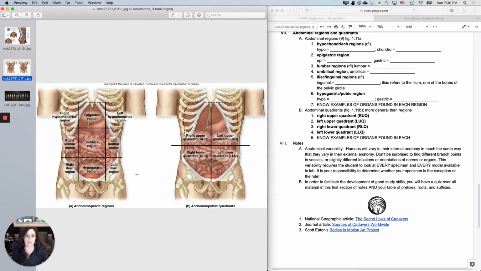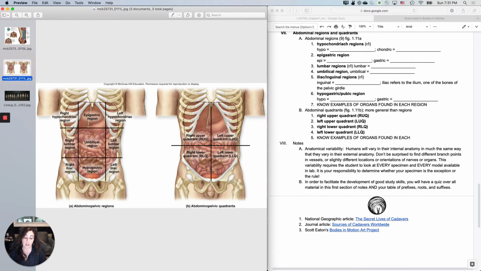Okay, and then the abdominal quadrants, there are just four of them, right? So draw a line from your sternum all the way down to the pubic symphysis, and then draw a perpendicular line through your umbilicus, and you get the right upper, left upper, right lower, and left lower. Of course, that's not quite as specific, but it's useful. So what do you do with those? You should know an example of an organ that's found in each of those as well, and those are also in your textbook.